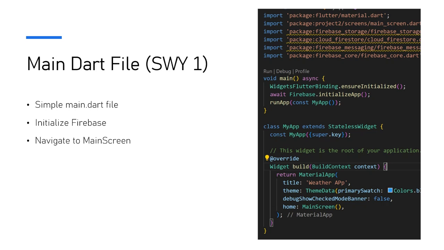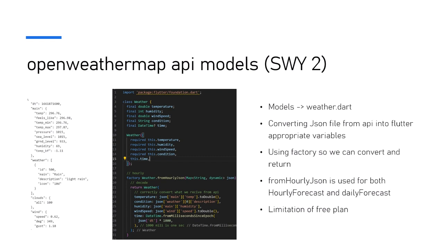Hello, I'm Sunwoo. For our main Dart file, we initialize Firebase and we navigate to the main screen. Before diving into screens, I will talk about the API I used, which is the OpenWeatherMap API.